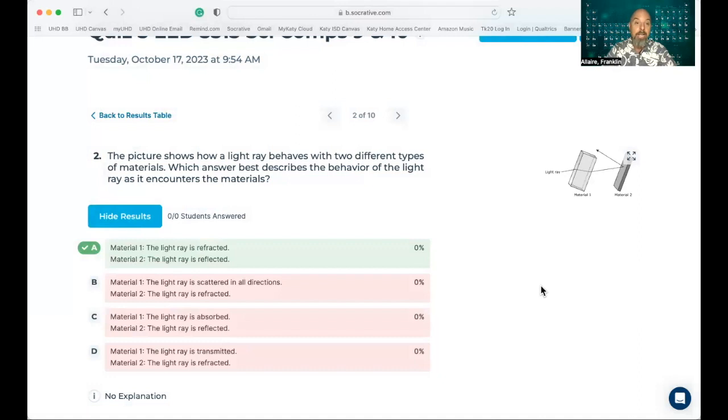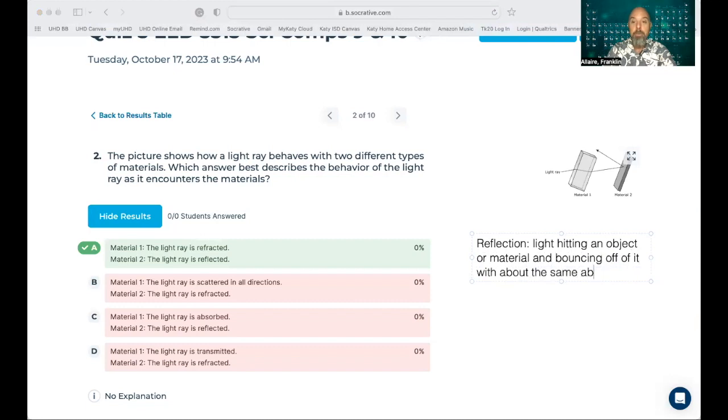Reflection is when light, in this case, hits an object and bounces off of it with about the same amount of energy. So let's go ahead and write that definition down also. Reflection is light hitting an object or material and bouncing off of it with about the same amount of energy.